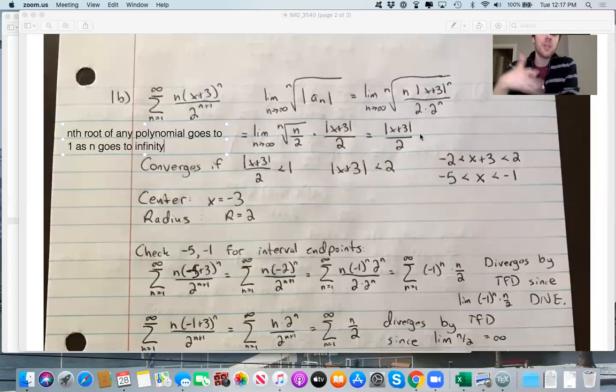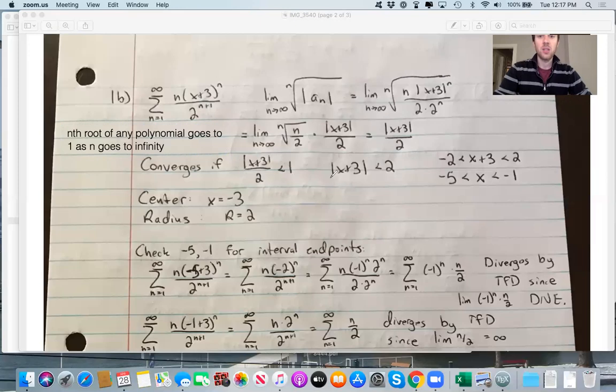So then, like happened in the ratio test example, what you do with this thing is you ask, which x's make this less than 1? And those are the ones which make your power series converge. So that sets up our inequality. If we multiply both sides by 2, we get the absolute value of x plus 3 is less than 2. And this here is where we get the radius.